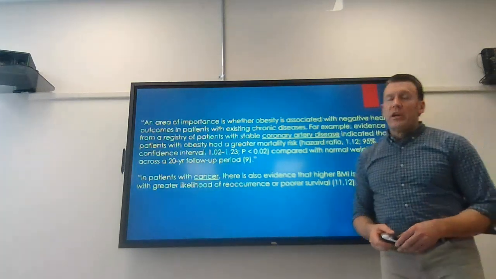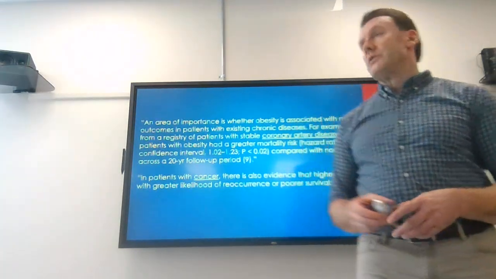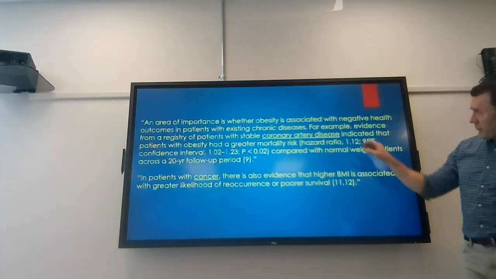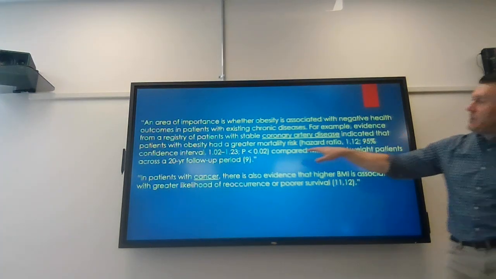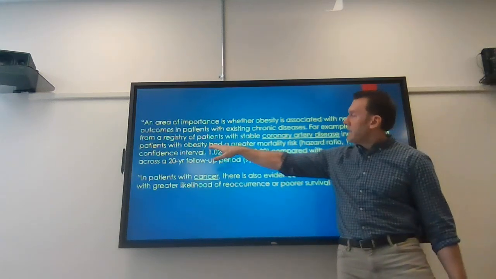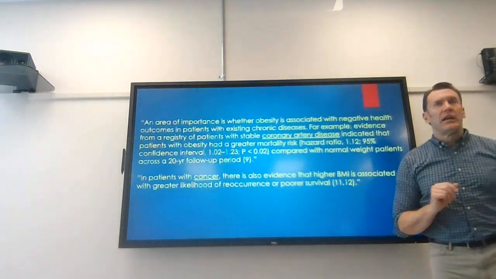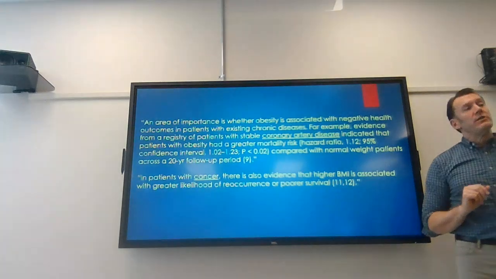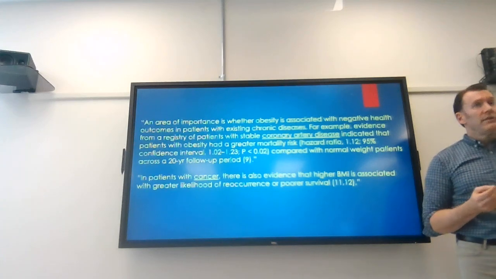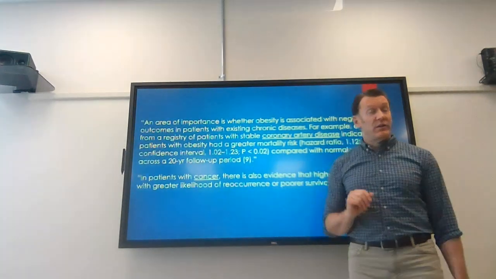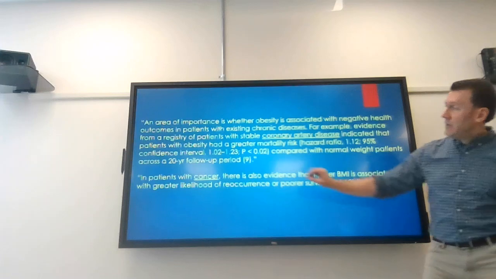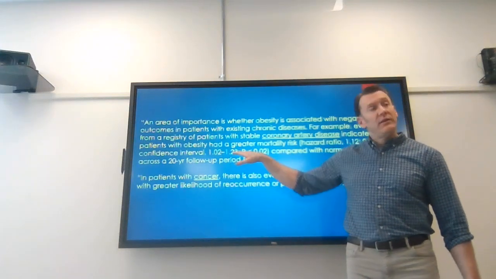So then they bring up a lot of different health conditions, such as coronary artery disease, cancer. They bring up this one. So for example, evidence from a registry of patients with stable coronary artery disease indicated that patients with obesity had greater mortality risk. Okay, so showing a hazard ratio of 1.12. So that'd be how much increased risk then? Be 12%, right? And then the 95% confidence interval. So what does that mean? We're 95% sure that the hazard ratio is between these limits, right?